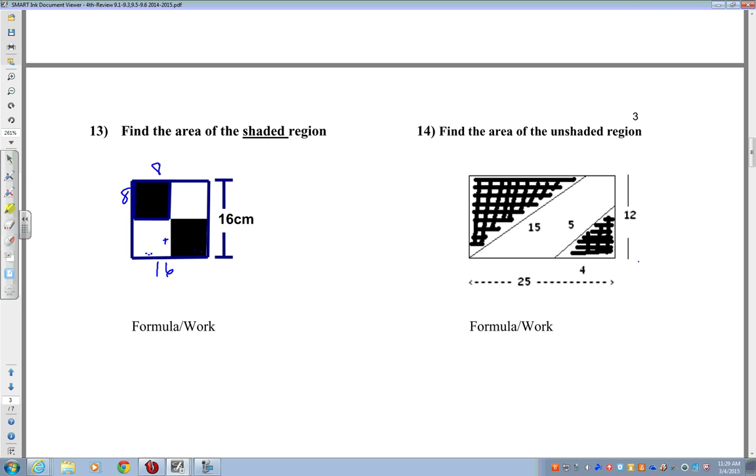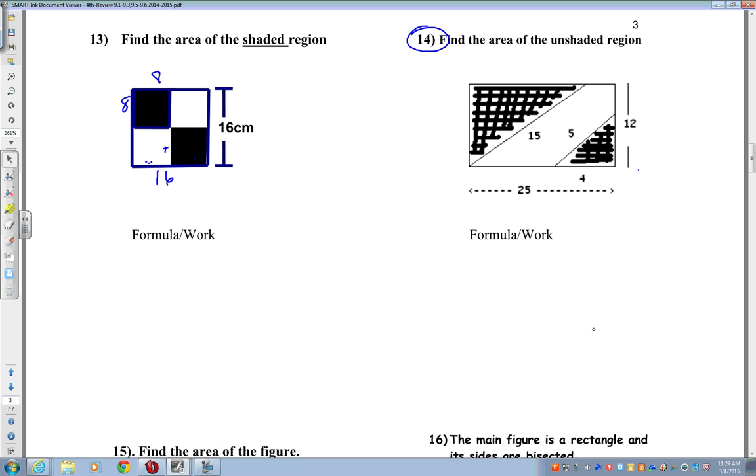All right, now let's talk about 14 real quick, because this is more like the test. Okay. All right, so we're trying to find the area of the unshaded, okay? So we have to come up with a plan to get to that. I'm hoping you look at that you're definitely going to need the area of the rectangle. That's base times height. So we got to have the whole part. So that would be basically 25 times 12, 300.